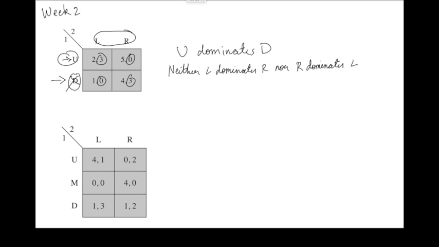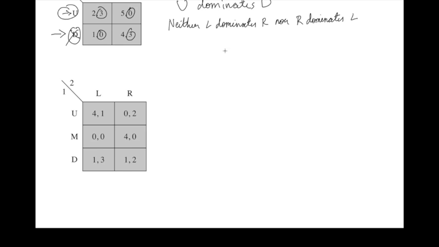Dominance doesn't necessarily have to be at the hands of another pure strategy. So you can even have dominance by a mixed strategy. So let's look at this other example. Notice that none of the three strategies dominate one another. So up doesn't dominate middle, middle doesn't dominate down, and down doesn't dominate up, nor vice versa. So all three of these strategies are independent of one another.